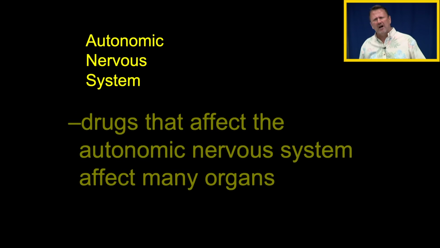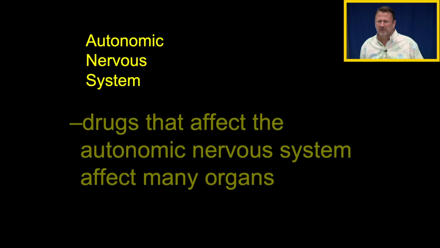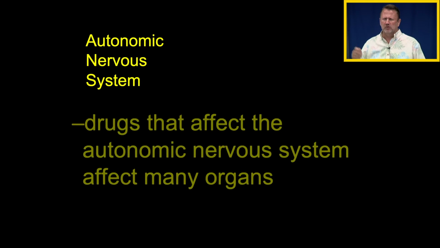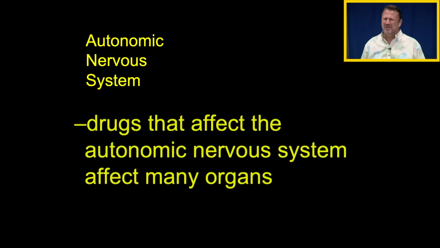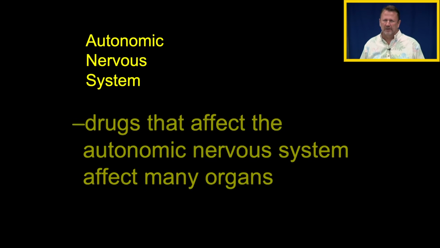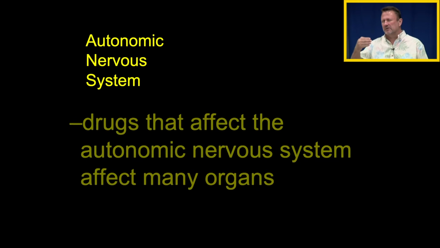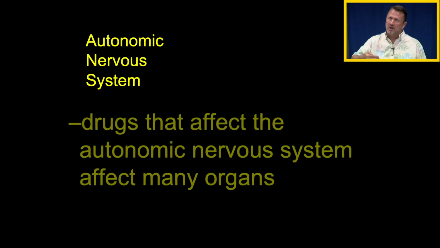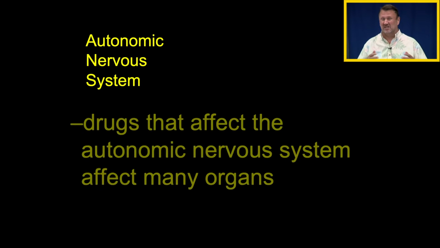Oh, this drug is for the eyes. Yeah, it's going to affect all the other organs as well. Oh, well, this drug is used in the neuromuscular junction. Yeah, and it affects all these other organs as well. And that's what you're going to see. And so it's not the differences between the drugs in the autonomic nervous system, it's the similarity.